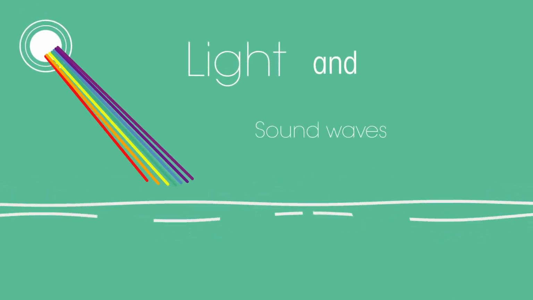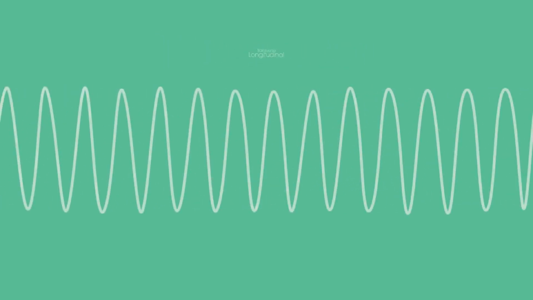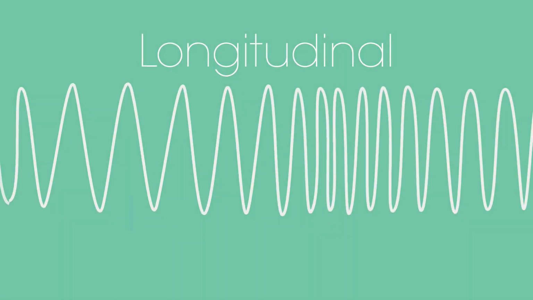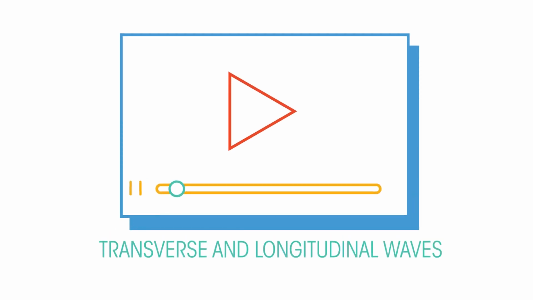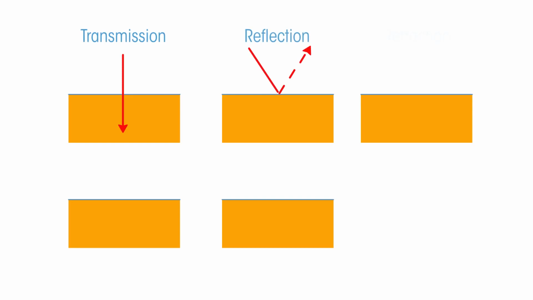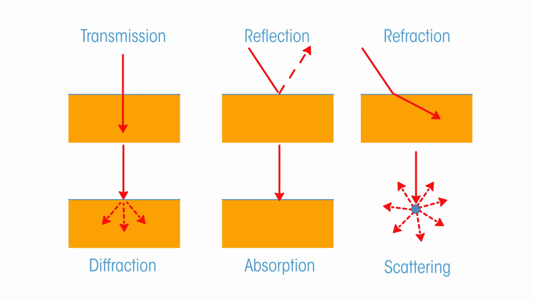How do waves behave? Badly? In this video, we're going to look at how light and sound waves behave. Before we start, you should know that waves can be transverse or longitudinal. To learn more about the properties of waves, watch this video first. Transmission, reflection, refraction, diffraction, absorption, and scattering are all typical wave behaviors.